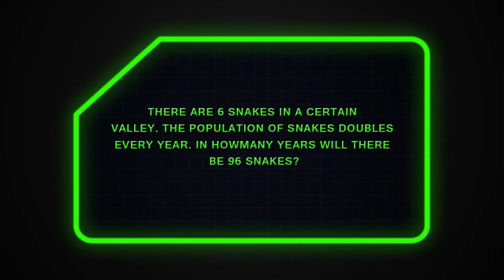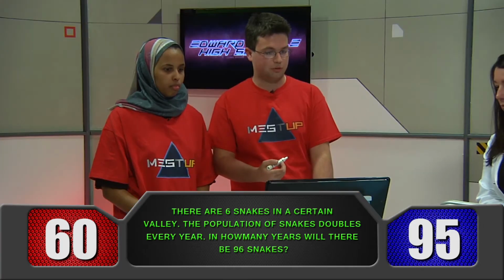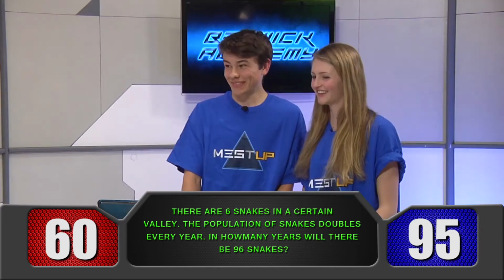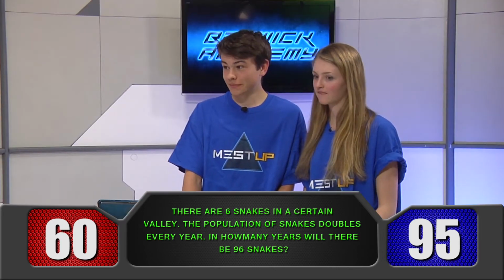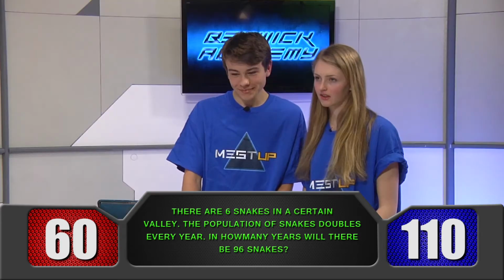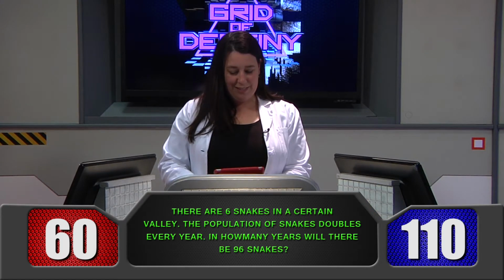Math for 15. There are 6 snakes in a certain valley. The population of snakes doubles every year. In how many years will there be 96 snakes? The blue already clicked. Oh, sorry. Blue team. 4 years. That is correct. All right, blue team, your choice.